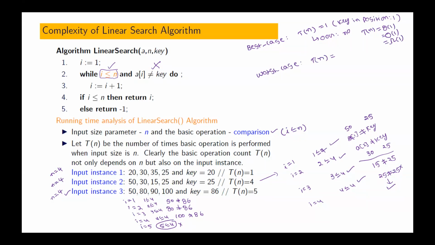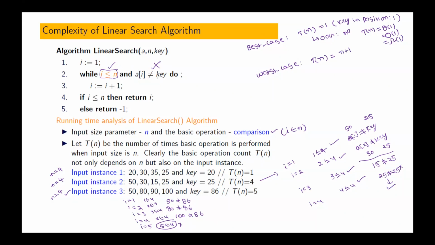In the case of unsuccessful search, which means the key is not present at all. In that case, how many comparisons are performed? How many times is the I less than or equal to n operation performed? For n equal to 5, 5 times. No, in general, n plus 1.